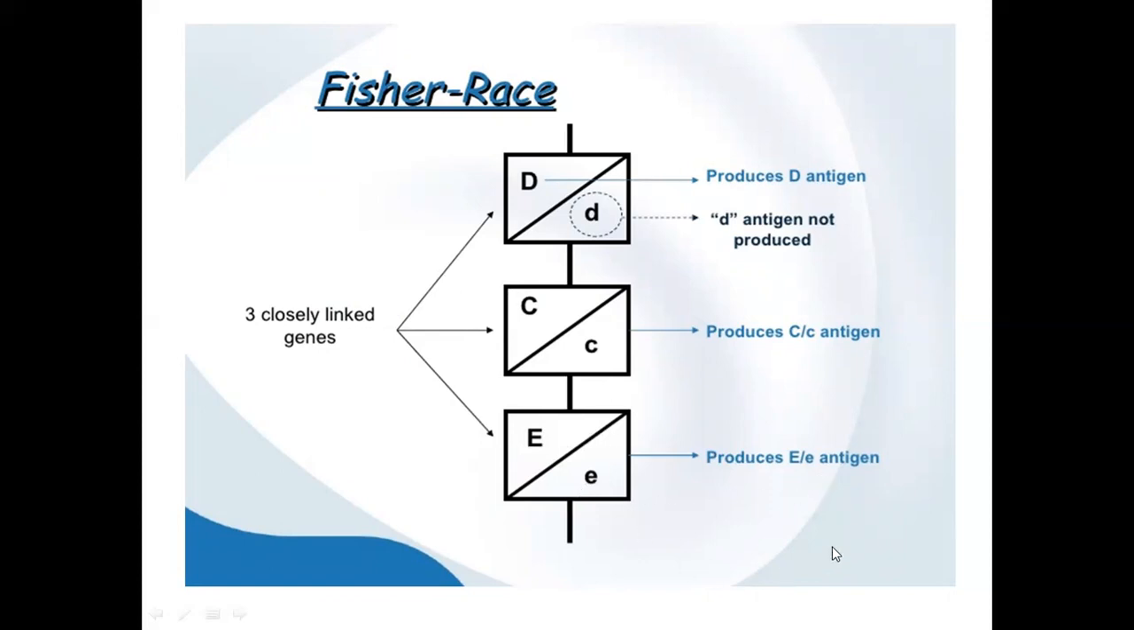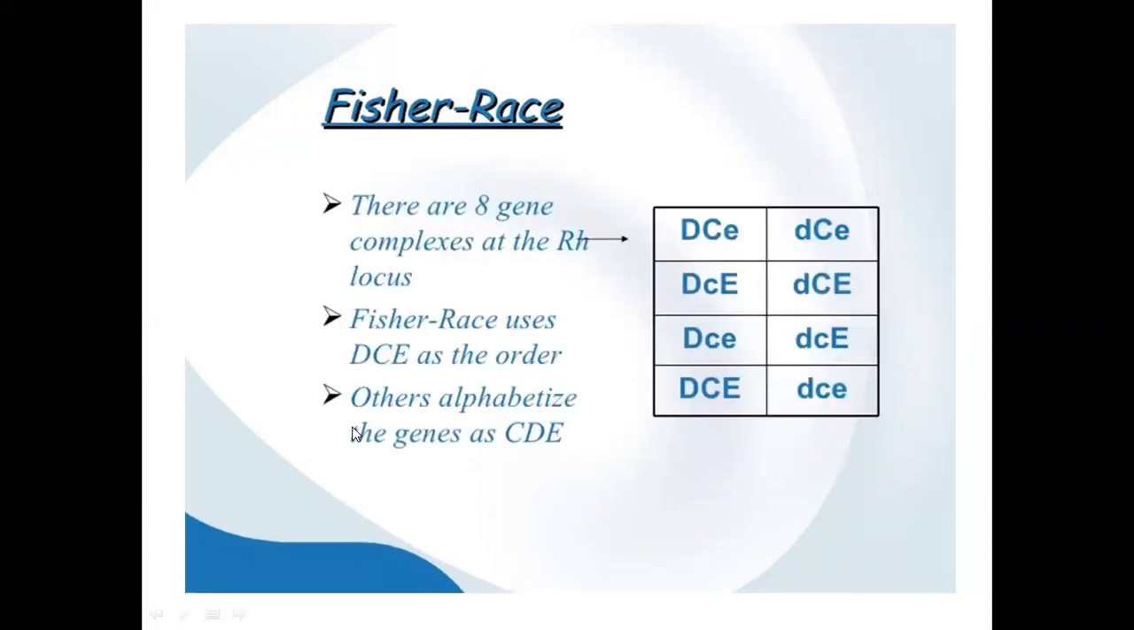You notice that no antibodies are mentioned in the nomenclature for Rh because they do not possess naturally occurring antibodies. Again, I would like to emphasize that they are immune antibodies, a product only of stimulation during exposure to the D antigen. So there are 8 gene complexes at the Rh locus for Fisher-Race.